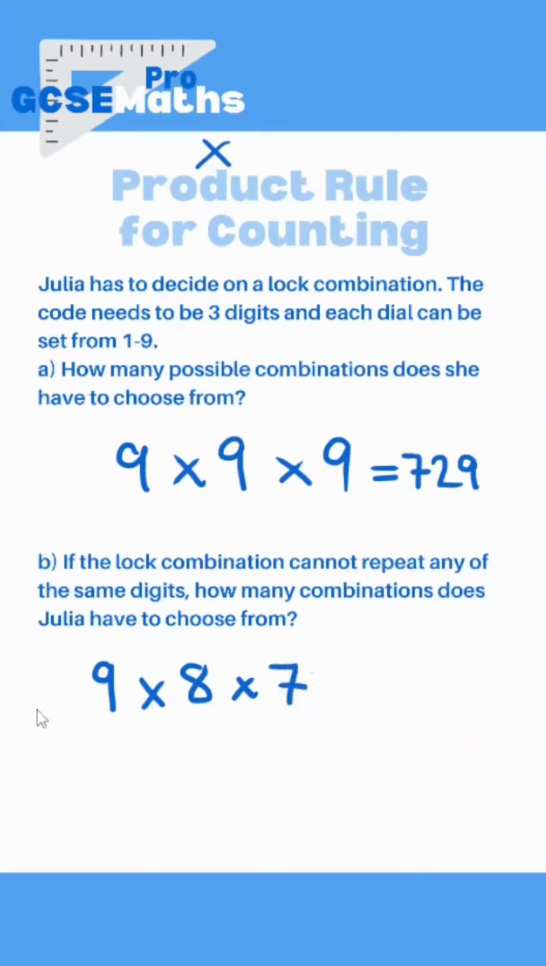That's where it becomes different, because what happens in my first dial affects what happens in my second dial, and that affects what happens in my third dial. So actually, if I want to know how many different combinations I have, it's 504.